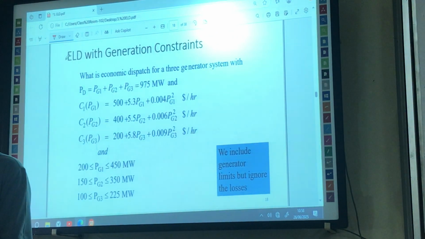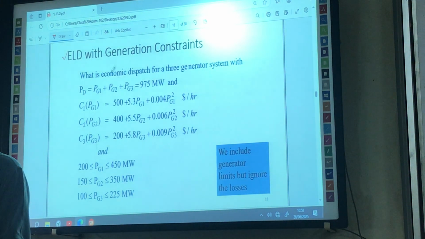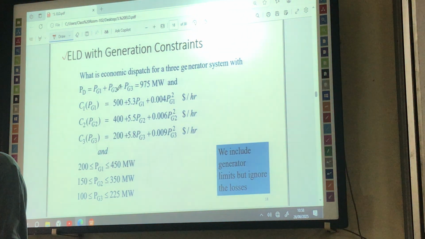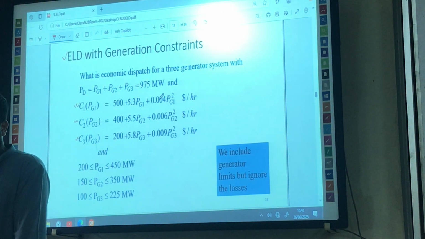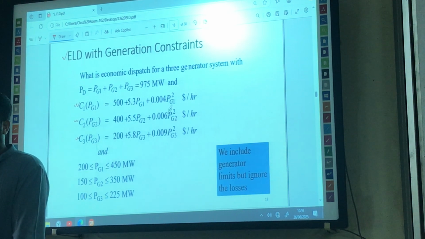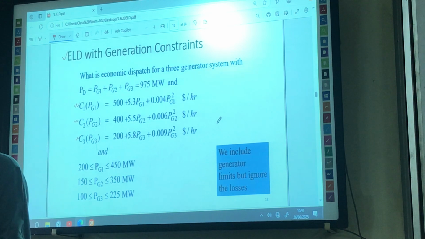So this is the ELD problem with generation constraints. What is the economic dispatch for a 3-generator system with PD equal to PD1 plus PD2 plus PD3 equal to 975 megawatt? The fuel cost functions for the 3 generators are given as C1, C2 and C3, with alpha 1, beta 1, gamma 1, alpha 2, beta 2, gamma 2, and alpha 3, beta 3 and gamma 3. These three are quadratic functions, and the units are obviously dollars per hour. So these three are our fuel cost functions.